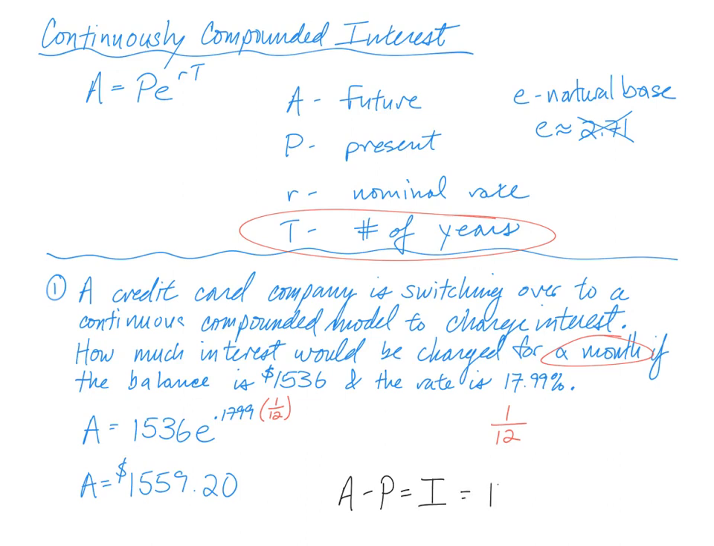So that is $1,559.20 minus $1,536, which gives us an interest amount of $23.20. So this is how much interest was charged over that 1 month period.